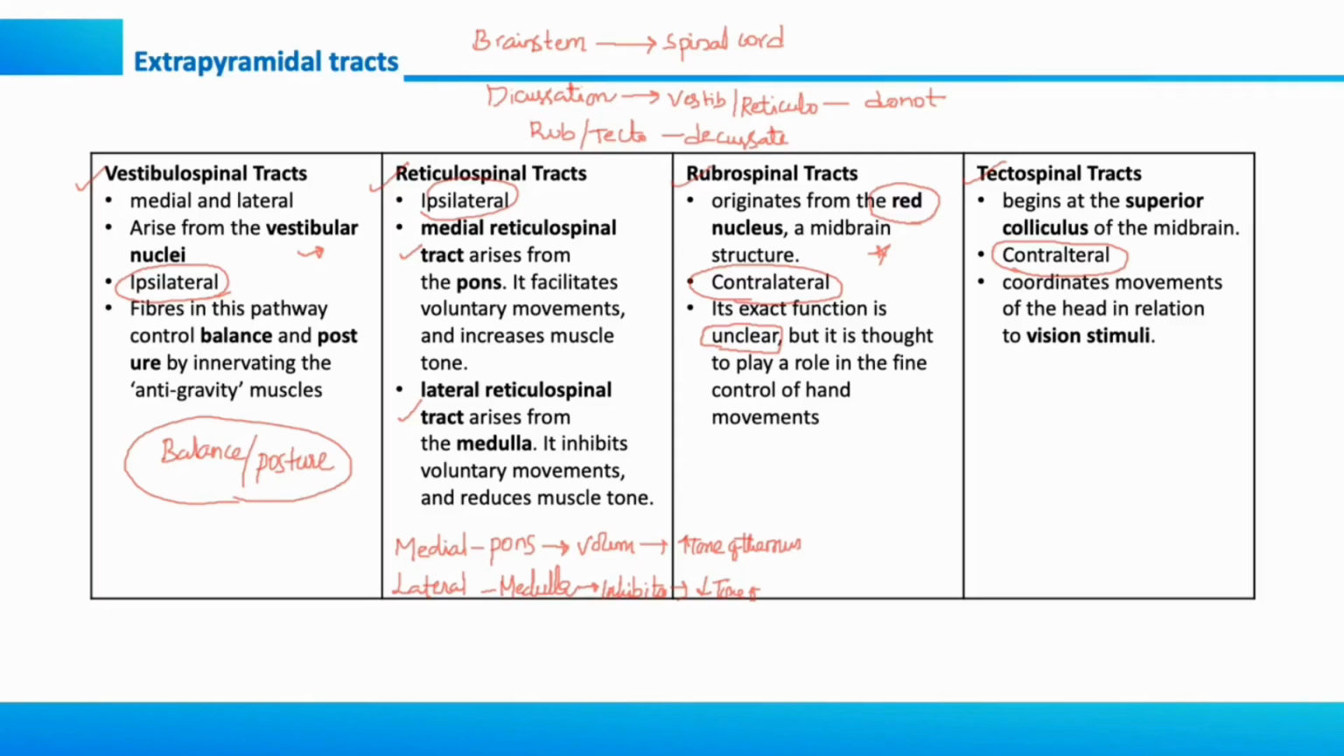The last type of extrapyramidal tract is the tectospinal tract, and it arises from the superior colliculus of the midbrain. The tectospinal tract coordinates the movement of the head in relation to the vision stimuli. Superior colliculus is involved in the visual system. So the tectospinal tract coordinates the movements of the head in relation to the vision stimuli.